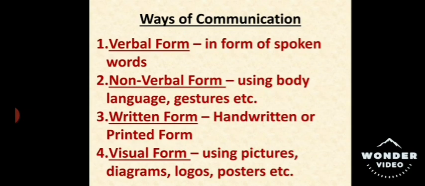On the road also you have seen some signs called road signs, like no parking, left turn, no U-turn. All these are various forms of visual communication. So these are different forms or ways of communication: verbal form, non-verbal form, written form, and visual form.